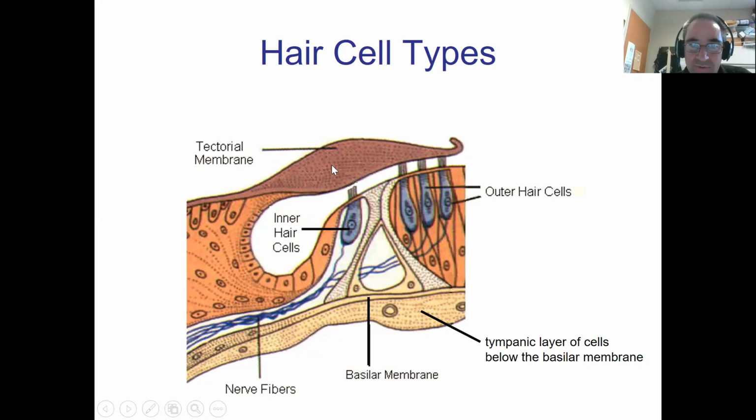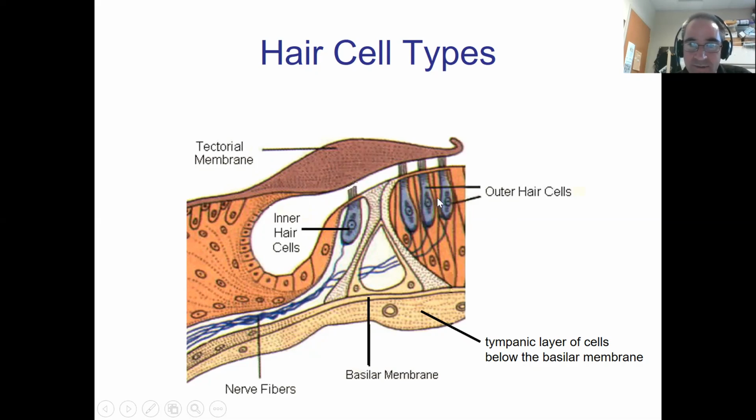Laid over the top of the hair cells and their bristles, or stereocilia, is this jelly-like membrane called the tectorial membrane. And there are two kinds of hair cells. There are 3 rows of outer hair cells over here, and there's 1 row of inner hair cells.